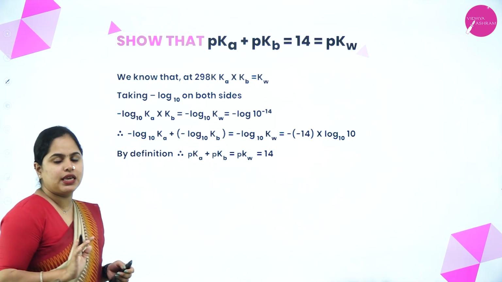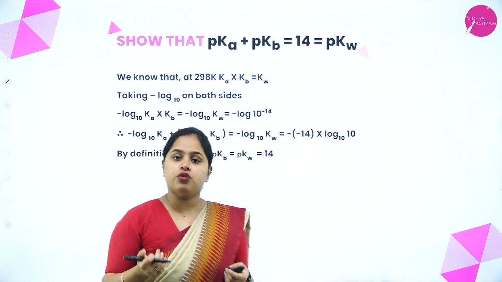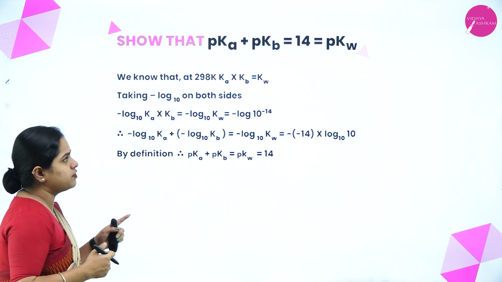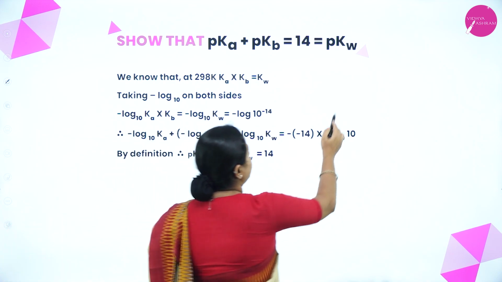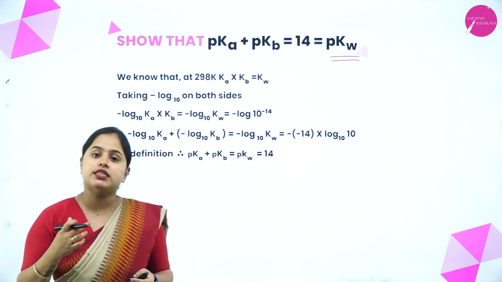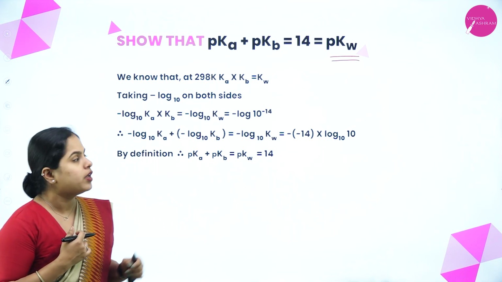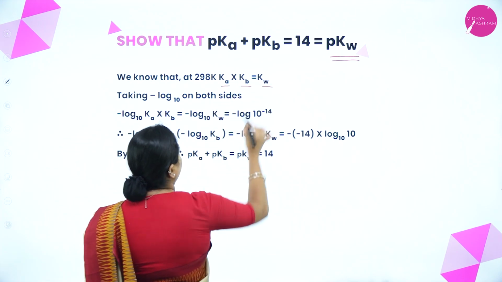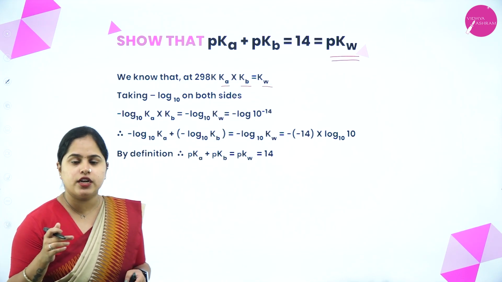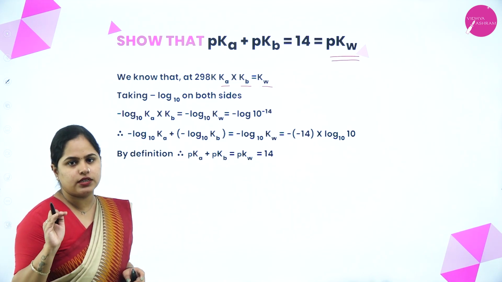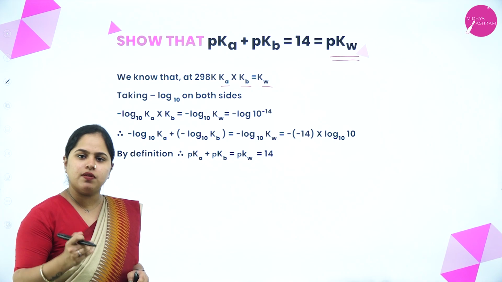So according to the pKa and pKb, we are going to show that the addition of pKa and pKb gives 14, which is equal to pKw. So I hope you remember what Kw is. It is the ionization product of water. We have already studied a relationship between Ka, Kb and Kw while we were studying about ionization product. So we know that at 298 Kelvin, Ka into Kb will give you Kw. So this equation we already know.